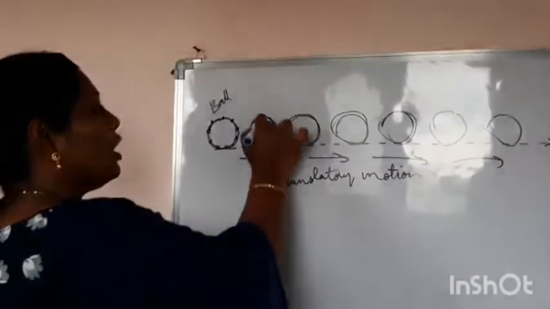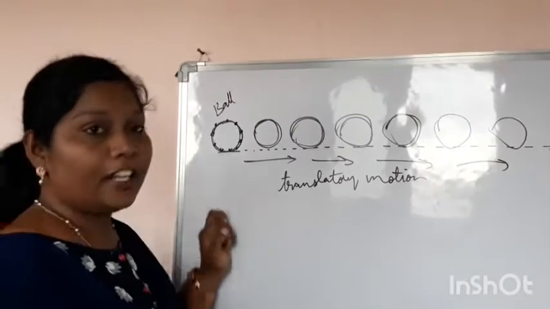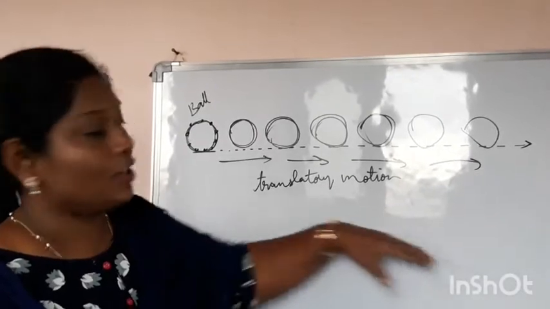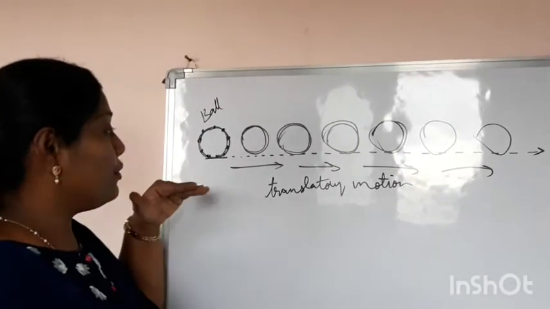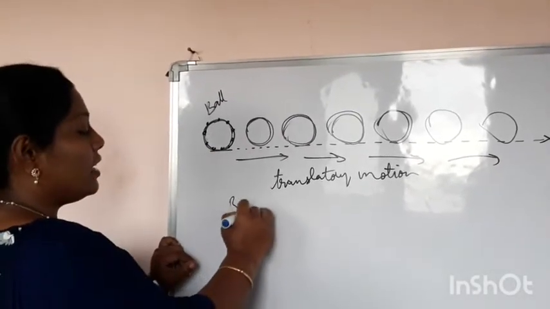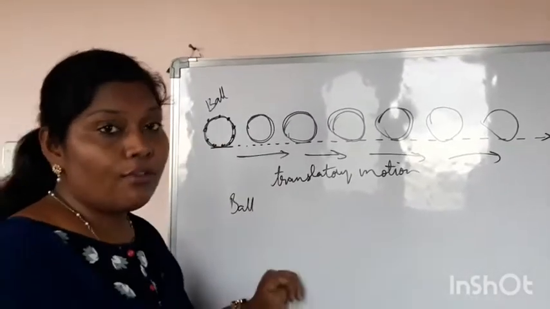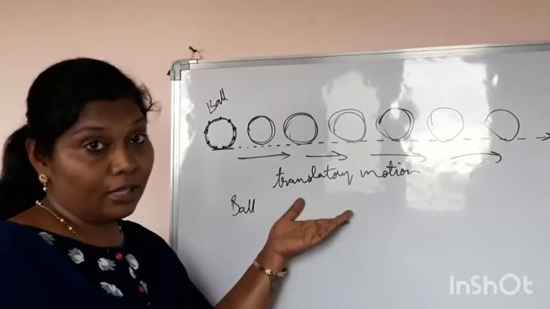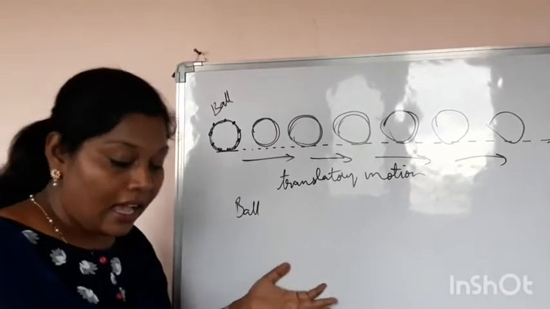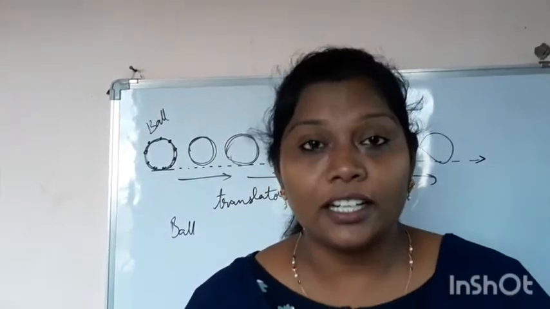Why? Because if all the particles are moving in a circular path, then you can say that it is in rotatory motion. Yes, it is running linearly in a straight line, so it is in translatory motion. If you take both the motions into consideration, the ball which is running on the floor will show two kinds of motions, both the translatory motion and the rotatory motion. Okay children, I hope you have understood clearly what is a translatory motion and what is a rotatory motion.